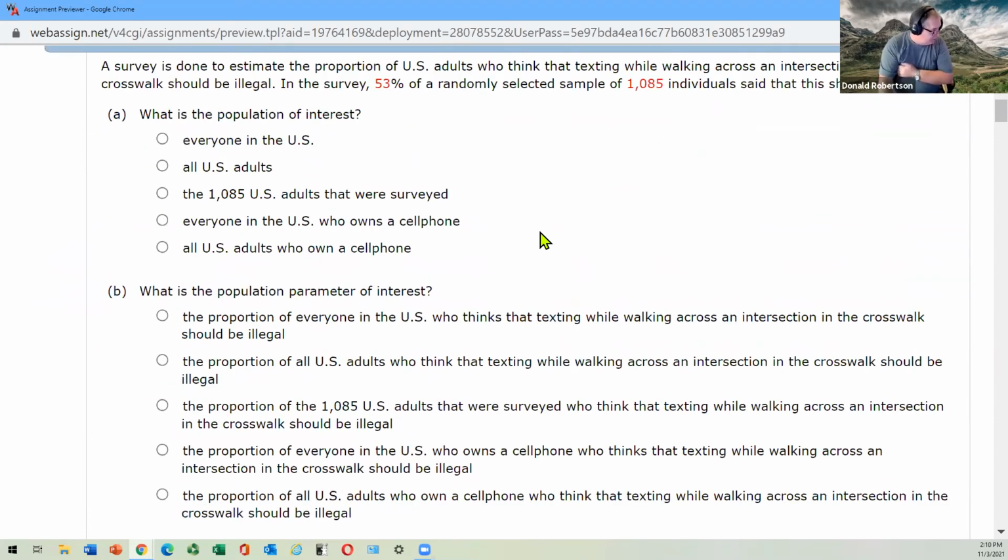Now, the next one, I guess question 2 here. A survey is done to estimate the proportion of American adults who think that texting while walking across an intersection should be illegal. What's that? What's the population of interest? And think like a lawyer. Every word's important. And I'm going to direct your attention to here.